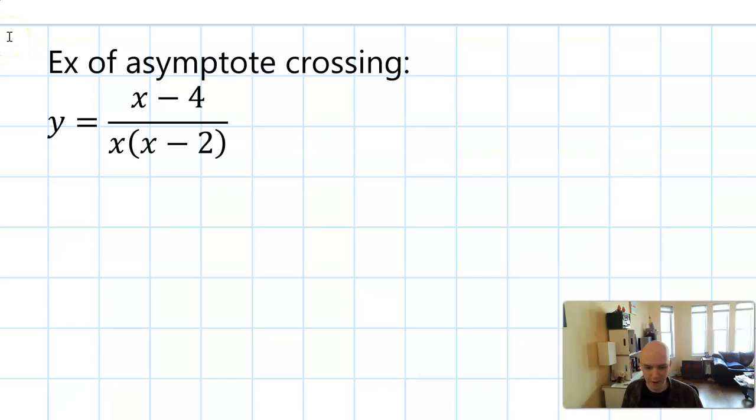To close this video out, I want to do 2 more examples. I'm not going to graph these by hand, but I want to look at some weird behavior that can happen in a function like this. And hopefully looking at weird behavior will help you understand the graphs.